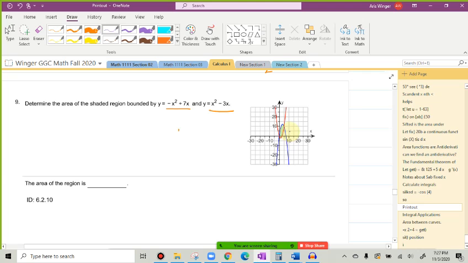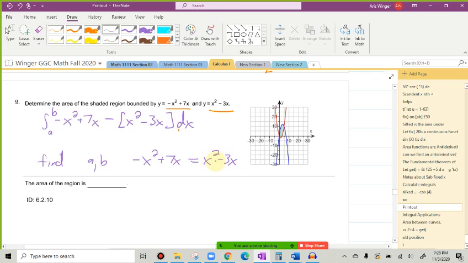Looks like where they do intersect, the blue graph is higher. The blue graph is the one with the negative coefficient of x squared. Negative x squared plus 7x minus x squared minus 3x dx is a representation of the area between those two curves. Again, the question is what is A and what is B? We'll find A and B by setting the two functions equal to each other, as this is where they will intersect. The fundamental theorem of algebra says that you're going to have two answers here, most likely. We'll move everything to one side.